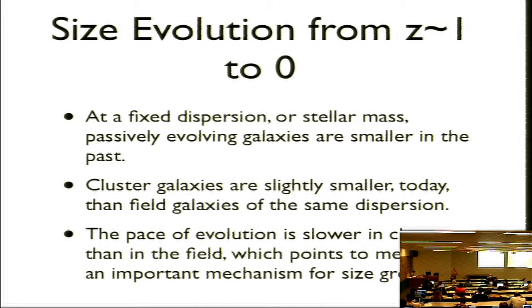But it's tantalizingly interesting. More importantly, I think the pace of evolution of early type galaxies in clusters is slower than the pace of evolution of early type galaxies in the field. And that, I think, points to the idea that merging is an important part of the size growth we see. And because merging is rarer in clusters, we see a slower pace of evolution.